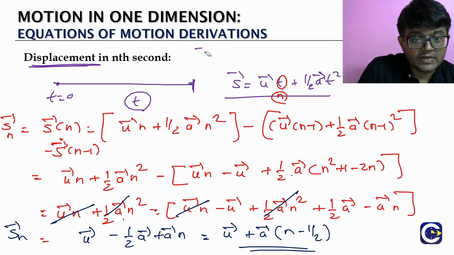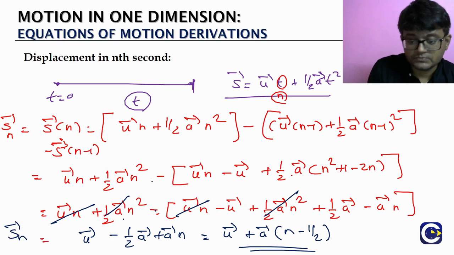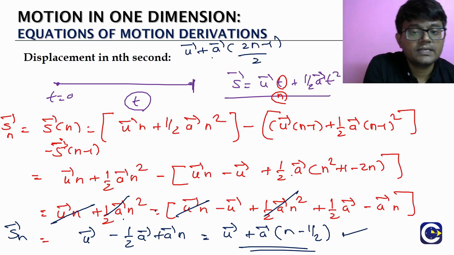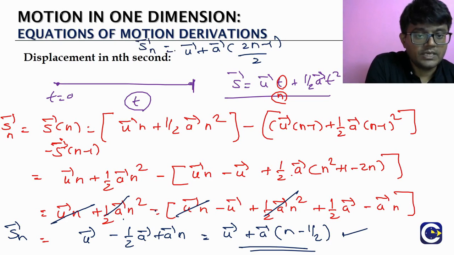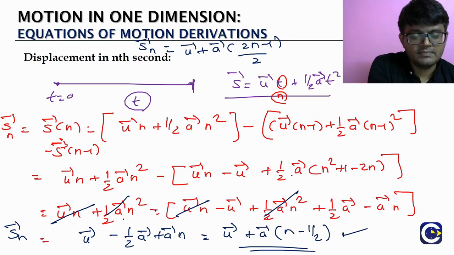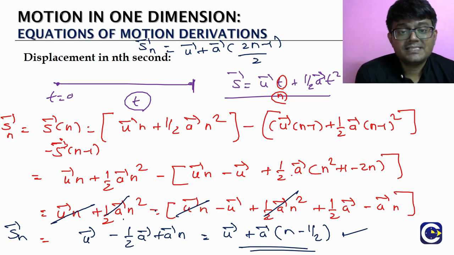So we can also write it by taking an LCM. In some textbooks they will write it like that also. Either we remember it like this, or you take an LCM. Here you are going to get u plus a, and taking an LCM it will be 2n minus 1 whole divided by 2. So it is u plus a by 2 into 2n minus 1. Like that also we can remember. Either we'll remember it as u plus a into n minus half, or we can take that LCM inside the bracket and write it as 2n minus 1 by 2. This is the displacement in the nth second of the journey.